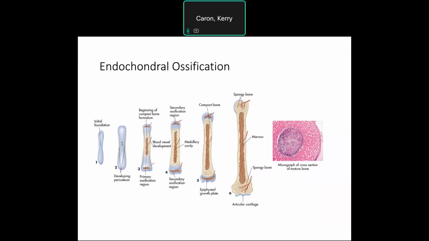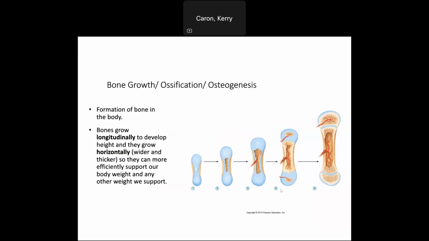And you might have growth plates there. And eventually that spongy bone becomes compact bone. And this becomes the mature bone right here. Okay, so bones grow long and bones grow wide. Essentially, that's the take-home message here too.